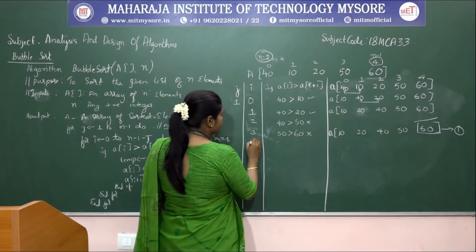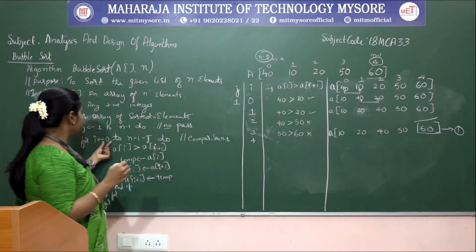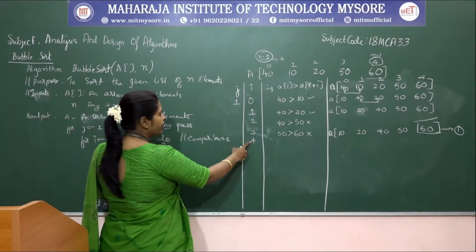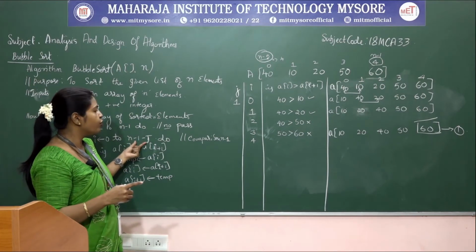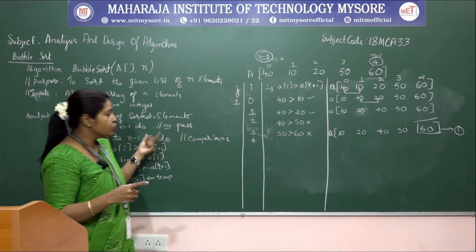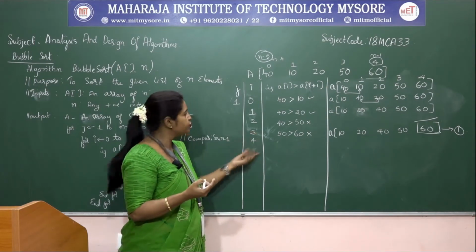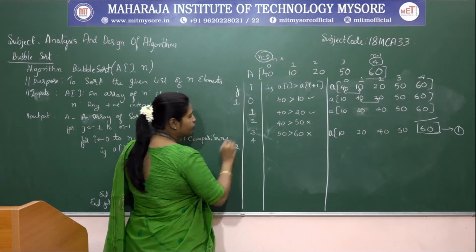Next, i gets incremented, but i should run up to where? 0 to n minus 1 minus j, right. Now if i is incrementing to 4, what happens? n is 5, 5 minus 1 is 4, 4 minus 1 is 3. So, is 4 less than 3 true? False. If it is false, it will come out of the loop. j gets incremented, j is now 2.